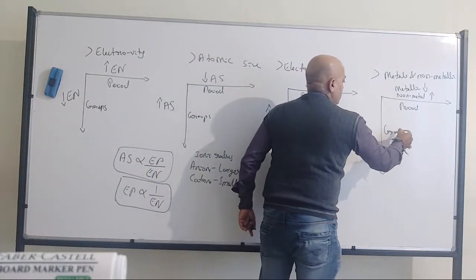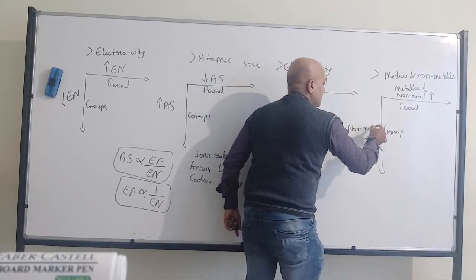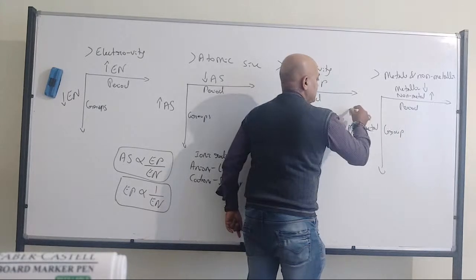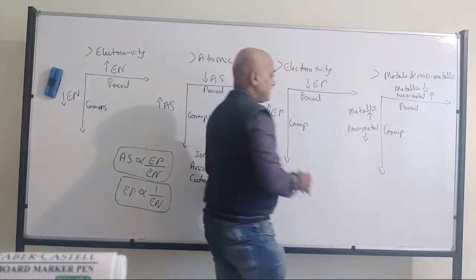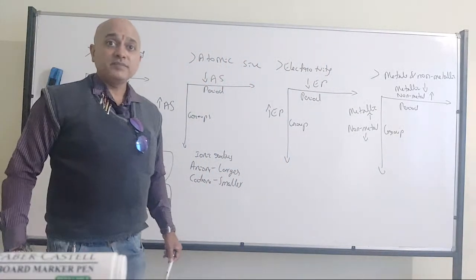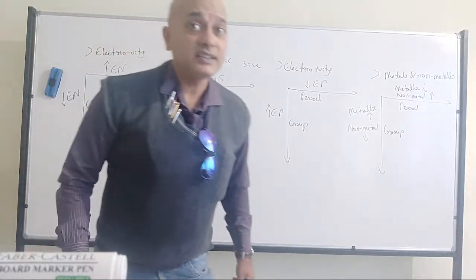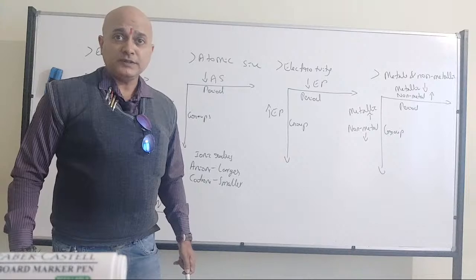Now down the group, what will happen? Down the group, non-metallic character is going to decrease and metallic character is going to increase due to the increase in the atomic size. Metals, they are larger in size. That's what I told, right? That's what we can have as the conclusion.